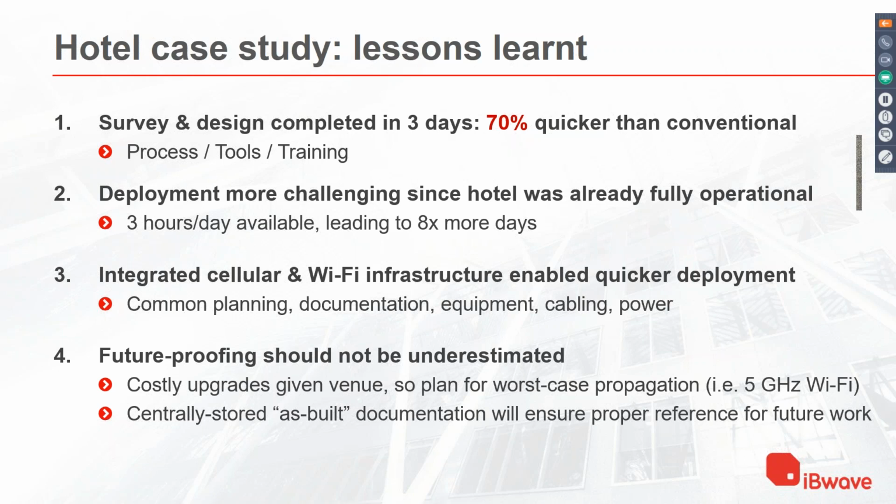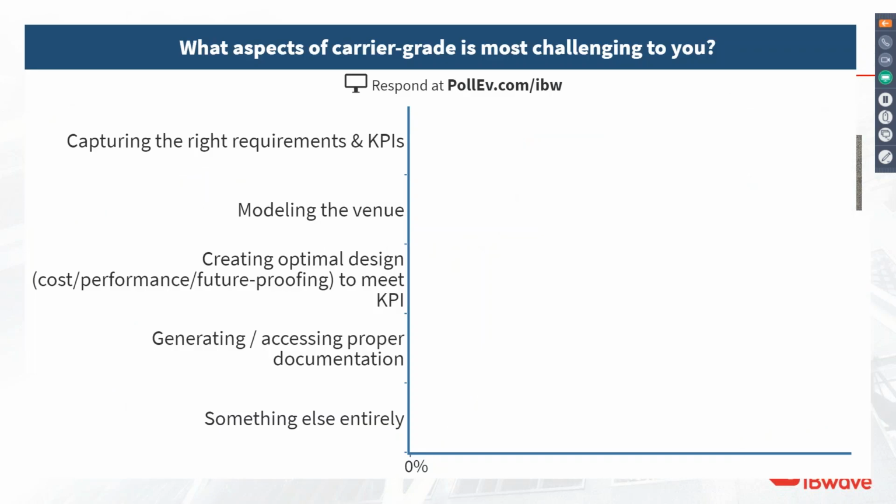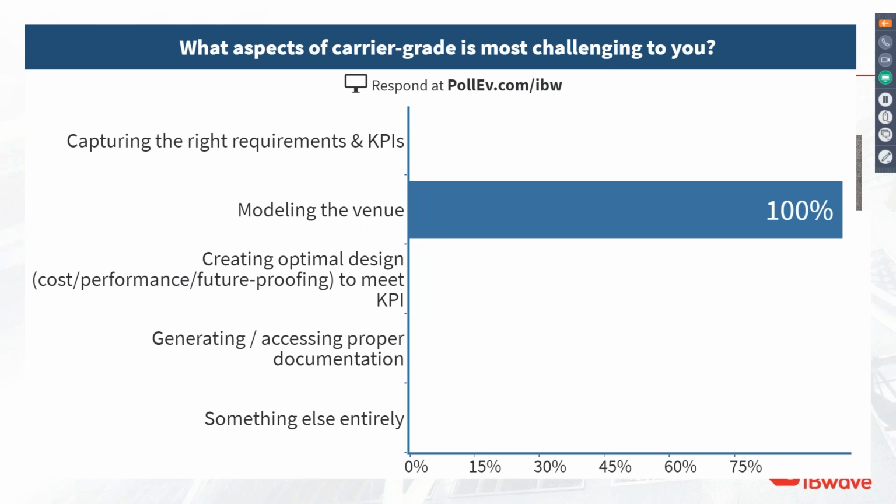Okay, so now time for one more poll, and this is the last, I promise. And so the question here is, for you, what aspects of carrier grade is the most challenging to you? And I'm really curious to hear your views on that, because that really does vary a lot. Is it to capture the right requirements and KPIs in the first place? And you'd be surprised sometimes, or maybe not, in terms of how difficult it might be to get those right requirements, especially when you're dealing with enterprises and you're dealing with venue owners.